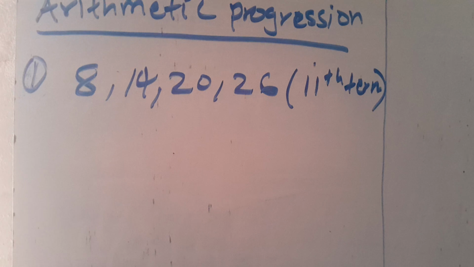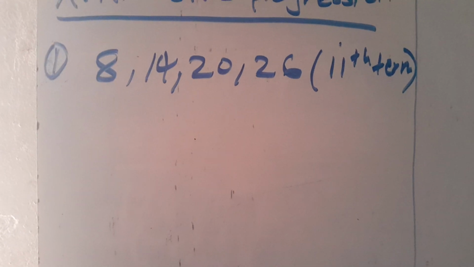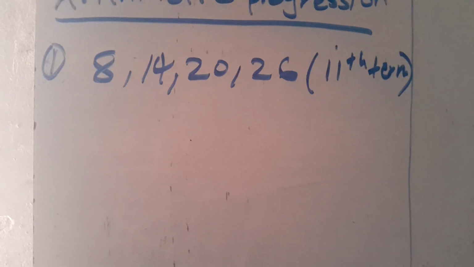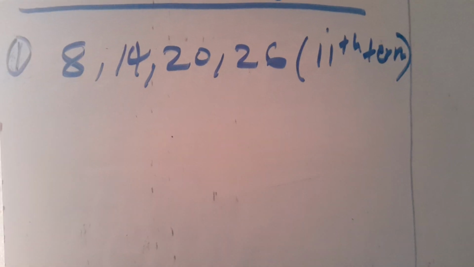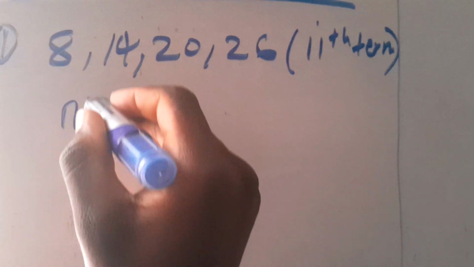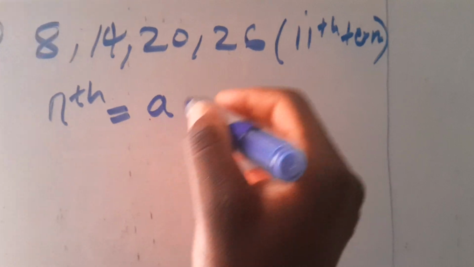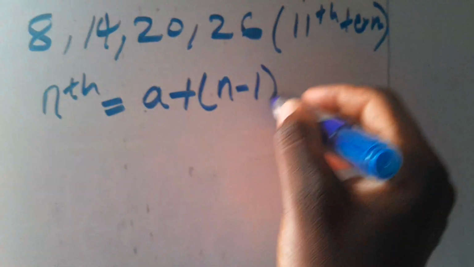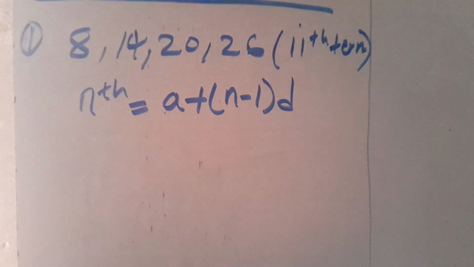Here is an example. You have a sequence of numbers 8, 14, 20, and 26. And we are being told to find the 11th term. How do we find the 11th, or let's say nth term? To find the nth term, you will have the first term A plus n minus 1 times D. This will give you the nth term.